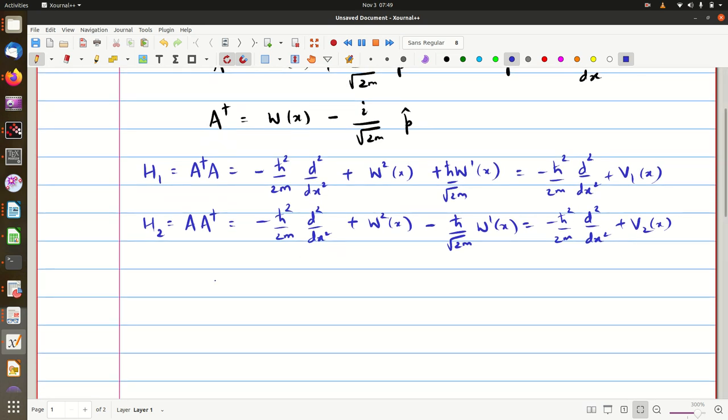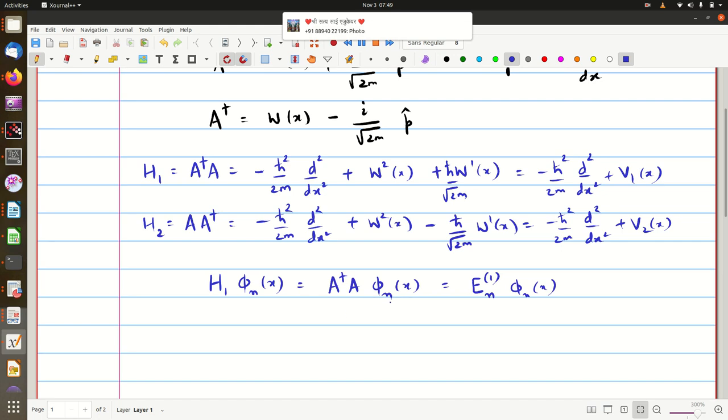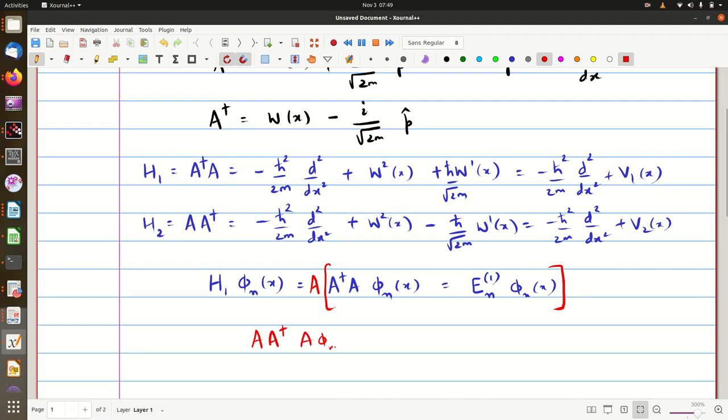Okay. Now let us take H1. Our aim is to prove that H1 and H2 have the same eigenvalues. So let us consider H1, and let's say phi n of x is the nth eigenstate of H1. So H1 is basically A dagger A acting on phi n of x, but this is going to give rise to the nth energy eigenvalue. Let us say this is H1 acting on phi n of x equal to E n 1 phi n of x. Now what we need to do is operate on this entire equation from the left by A. So what we get is A A dagger A phi n of x equal to E n 1, which is just a number, so the operator will directly operate on phi n of x.